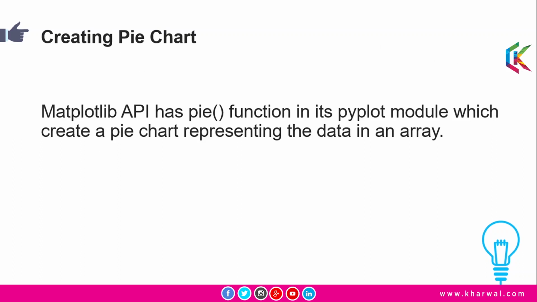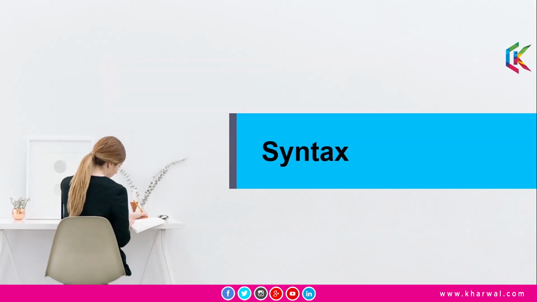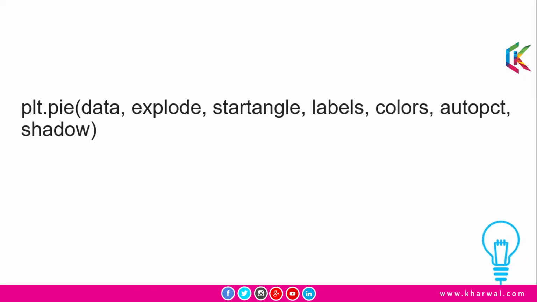Now let's discuss how we can create a pie plot. We use the pie method to create a pie plot in Matplotlib. So let's discuss the syntax of this pie plot. This is the syntax of the pie method, and these are a few parameters in the pie method: data, explode, start angle, labels, colors, autopct and shadow.